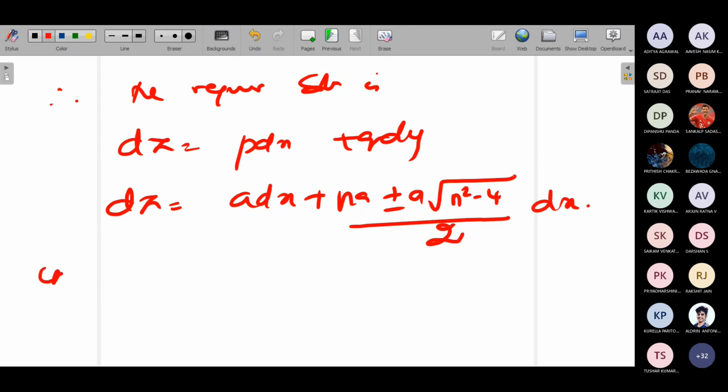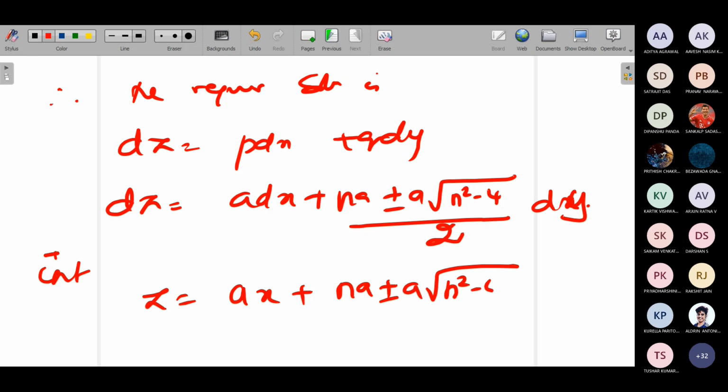Now integrate this. So we'll get z equals ax plus, all this is constant, everything is constant, p dx plus q dy. So you will get NA plus or minus A into square root of N square minus 4, by 2, into y, plus the integrating constant c. Is it clear?